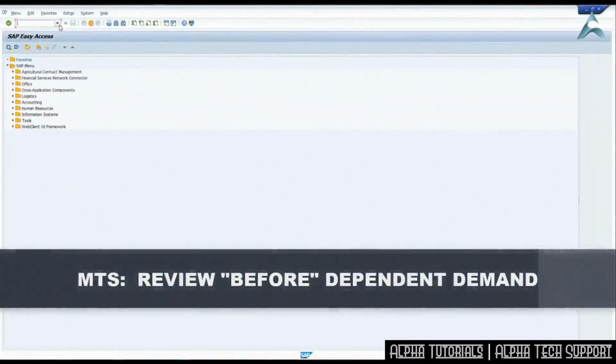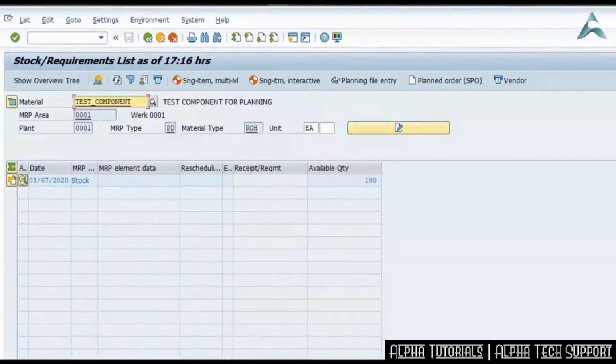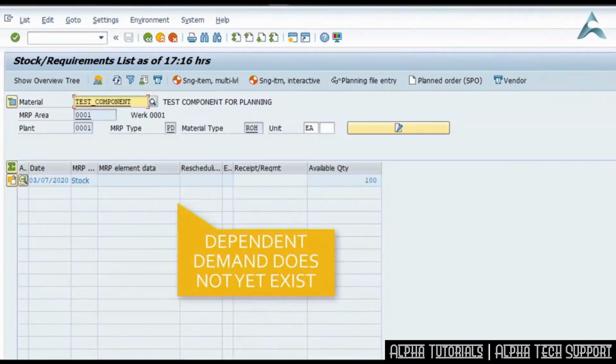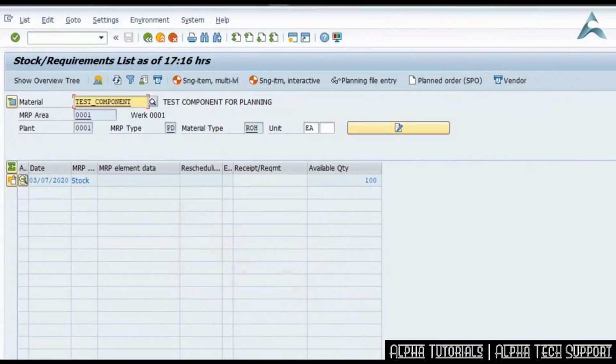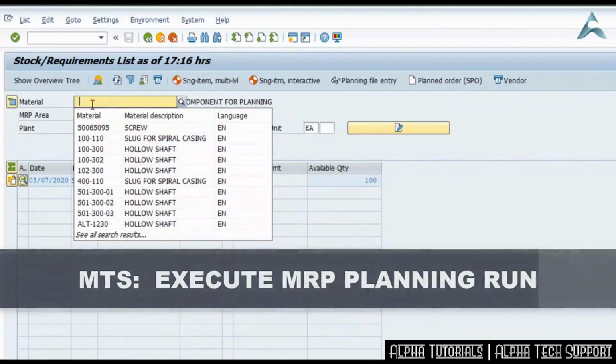So let's just look at the before situation for the first component. As you can see, there is no demand hitting this material yet. Even though we have forecast on the finished good, we have not run MRP yet. The planning engine has not actually run in the system yet. So that demand has not been created. That dependent demand has not been created for the lower level components. So the only thing we have showing on this component is the fact that we have 100 eaches currently in stock. You can quickly switch back to a different material without exiting the transaction.